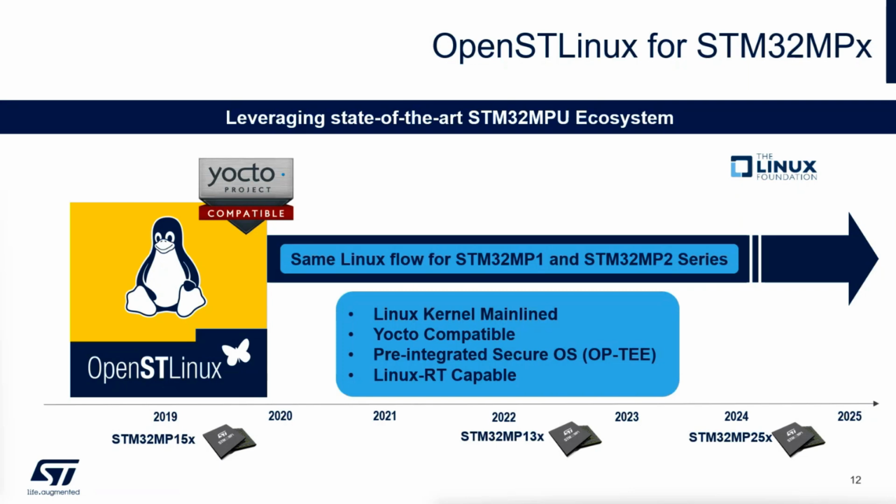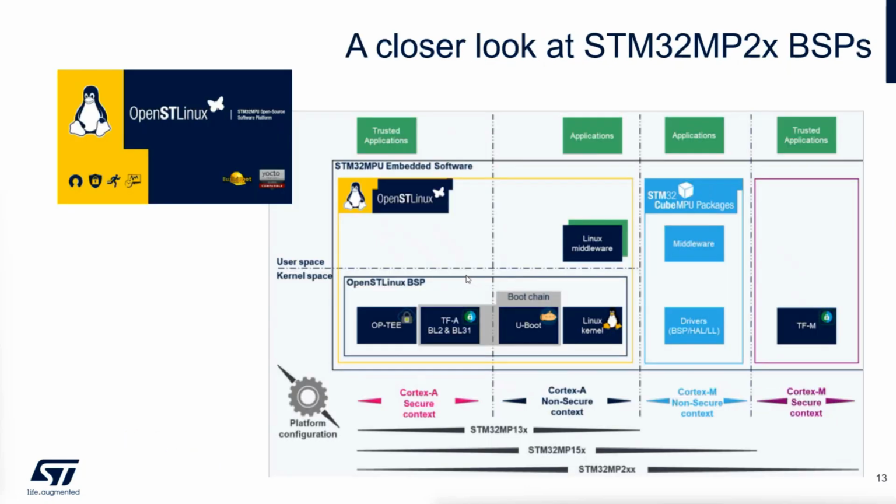We have also pre-integrated OP-TEE, so we have a solution which allows you to build some applications in the trusted world. And we have also the Linux RT patch. So what is OpenST Linux? We see here OpenST Linux is part of what we call the embedded software package, which, as you can see, has OpenST Linux, but also the Cube package firmware with the drivers and the TF-M for the secure world.